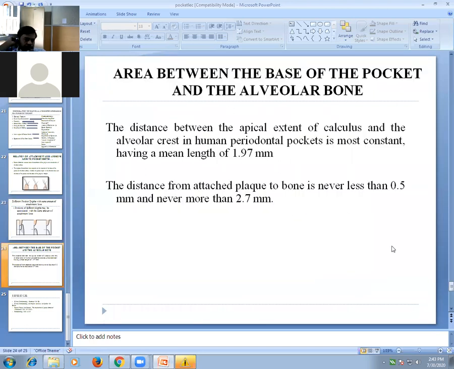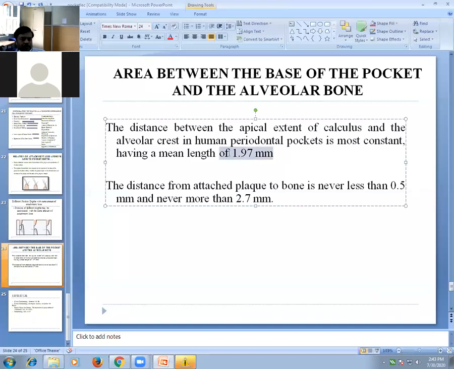The area between the base of the pocket and the alveolar bone: the distance between the apical extent of the calculus and the alveolar crest in a human periodontal pocket is most constant, with a length of 1.97 millimeters. So this distance from calculus to alveolar bone is always 1.97 millimeters. The distance from attached plaque to the bone is never less than 0.5 millimeter and never more than 2.7 millimeters.